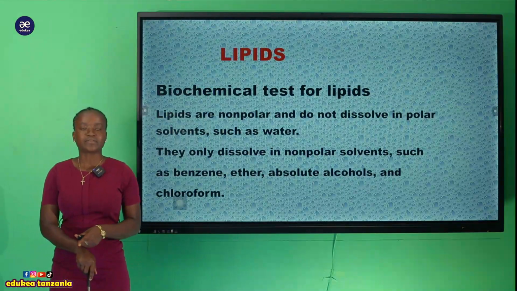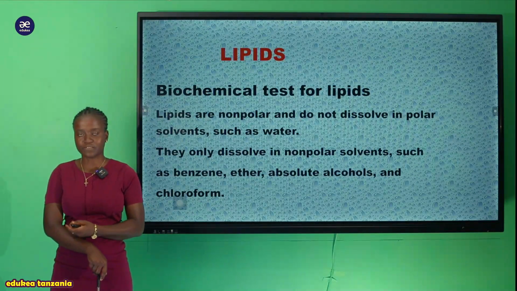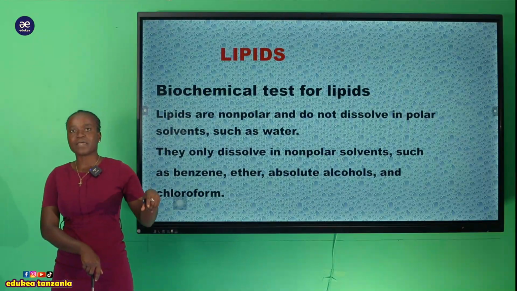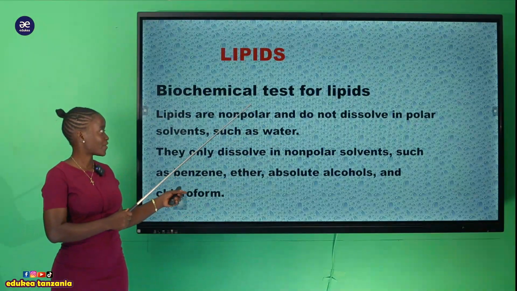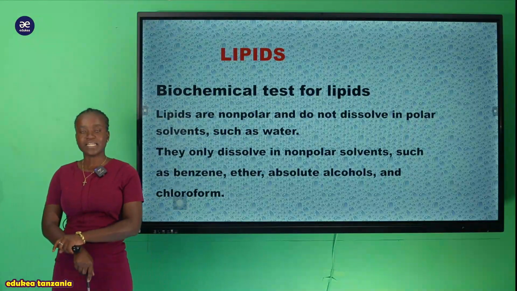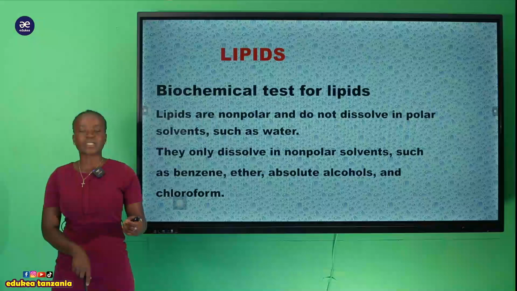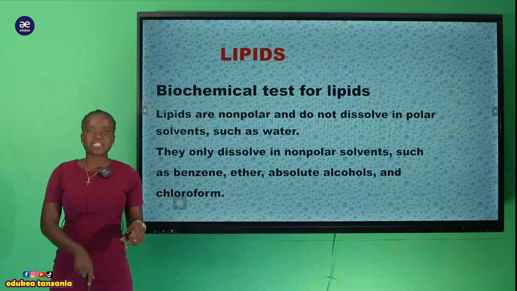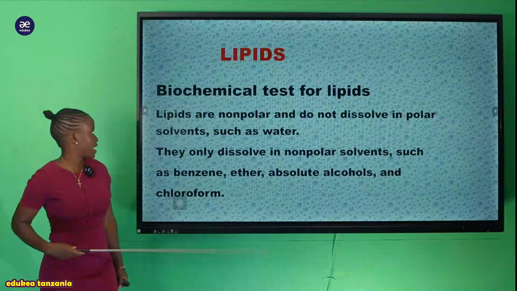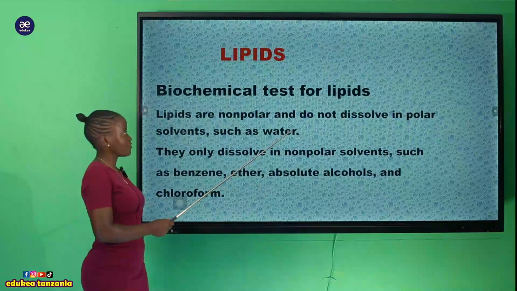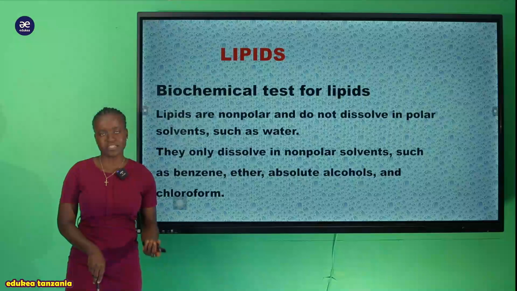How can you tell that there is a presence of lipid in a certain kind of sample? So here we are going to discuss the biochemical test for lipids, meaning that we are using chemicals so that we can detect if there is a presence of a lipid. Lipids are non-polar and do not dissolve in polar solvents such as water. This is obvious.